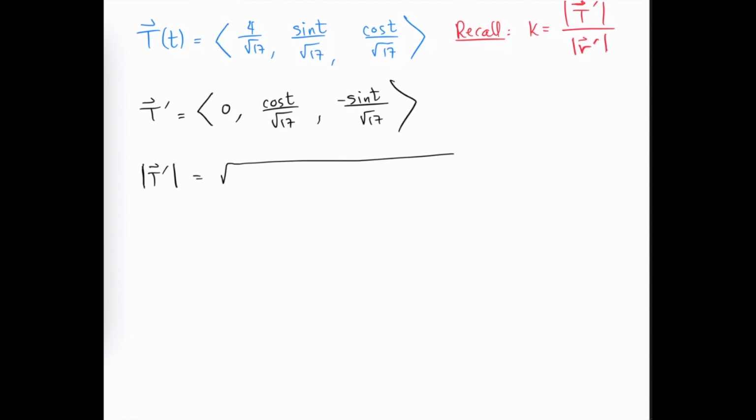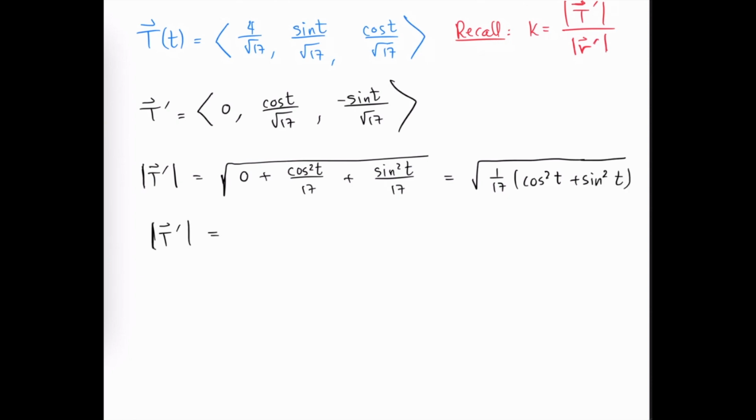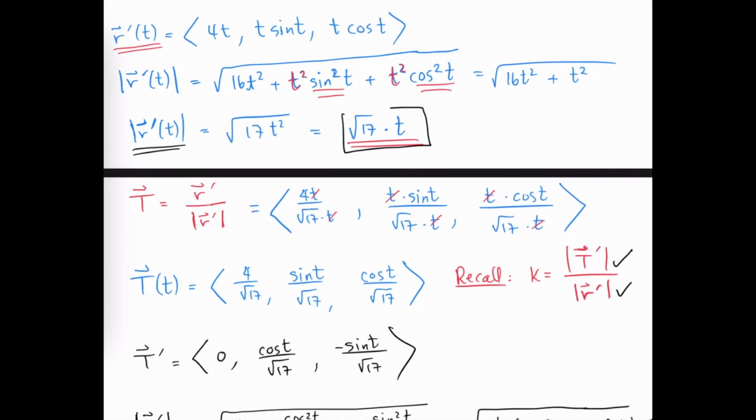So the magnitude of this vector is going to be the x component squared plus the y component squared, so this is cos squared t over 17, plus the z component squared, which is going to be positive sine squared t over 17. And now let's simplify. Let's factor out the 1 over 17, which leaves cos squared t plus sine squared t, and again that's 1. So the magnitude of T prime is going to be just 1 over the square root of 17. So we have mag T prime. Now, we already found mag r prime. Let's remember what that was. Mag r prime was rad 17 times t.